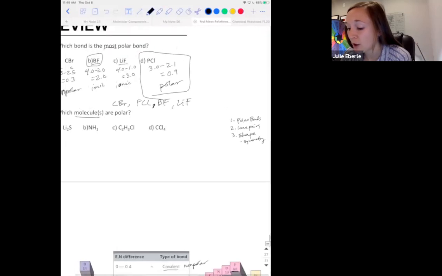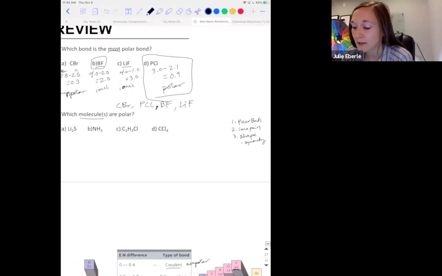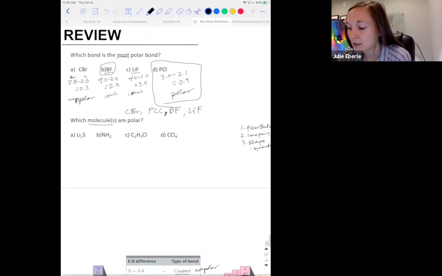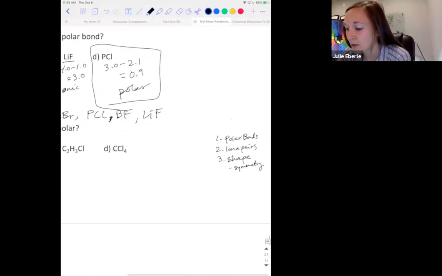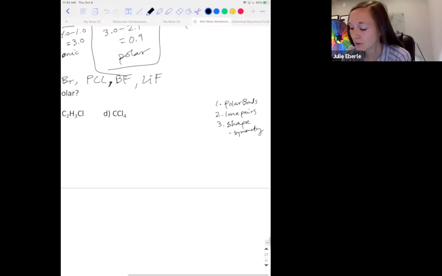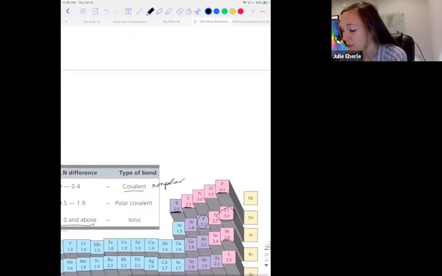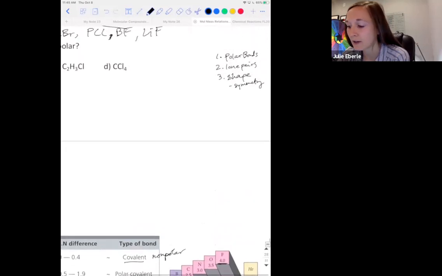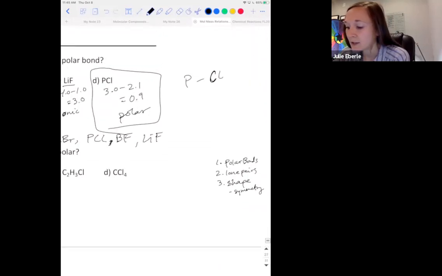Here, we're going to be drawing out dipoles, right? Remember what a dipole is? Because PCl is our polar bond up here, let me remind you what a dipole is really quick. Between phosphorus and chlorine, which element was more electronegative? Well, chlorine was. Chlorine is closer to fluorine. Fluorine's the most electronegative element on the periodic table. So remember these signs, we have the partial positive and the partial negative.